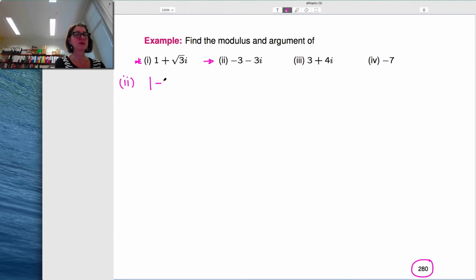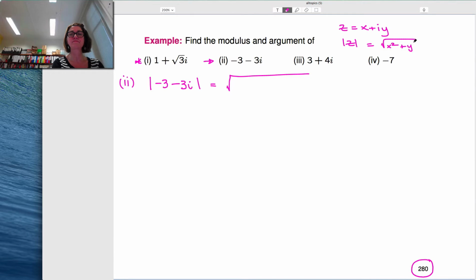So we're looking for the modulus of -3 minus 3i, and you'll recall that if my complex number is x plus iy, the modulus of z is equal to the square root of x squared plus y squared. So this is just the square root of -3 squared plus -3 squared, so that's equal to the square root of 9 plus 9, so it's root 18, so that's 3 root 2.